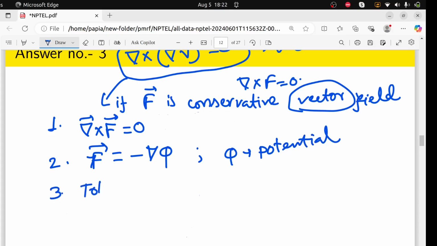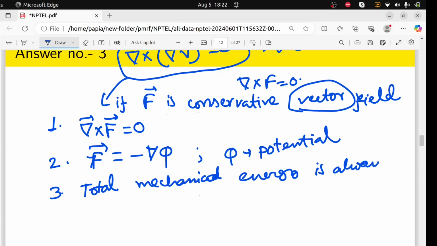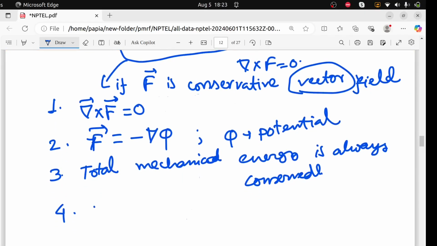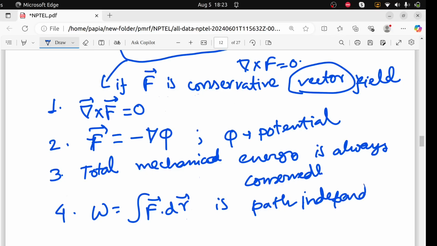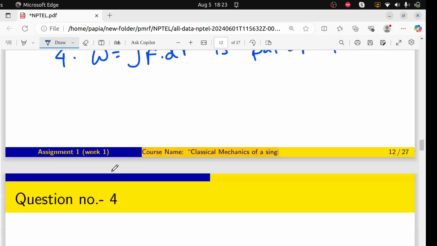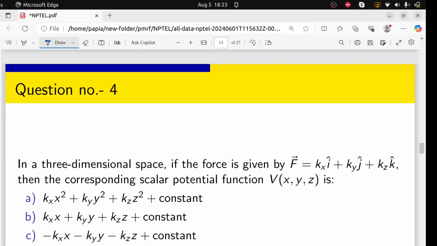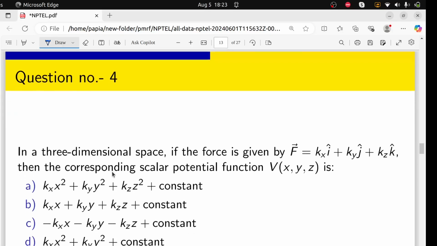Then the total mechanical energy is always conserved. And another one is that W, which is the integral of F dot dr, is path independent. You can see that from any of the calculations, if F is a conservative vector field.